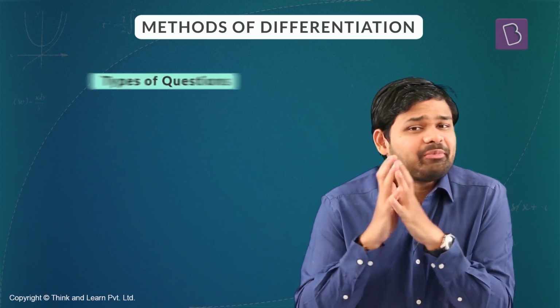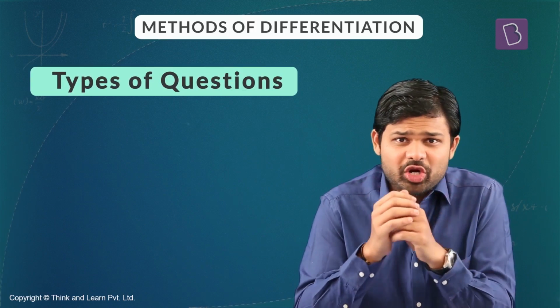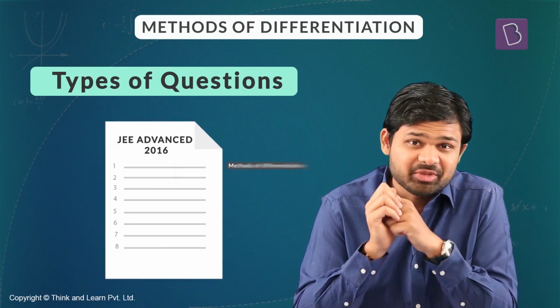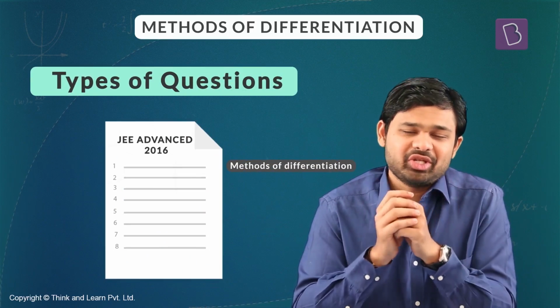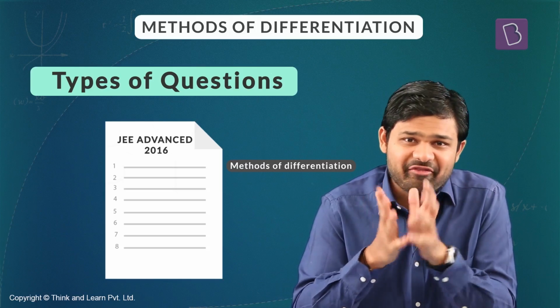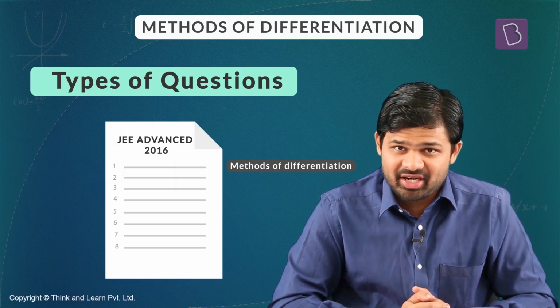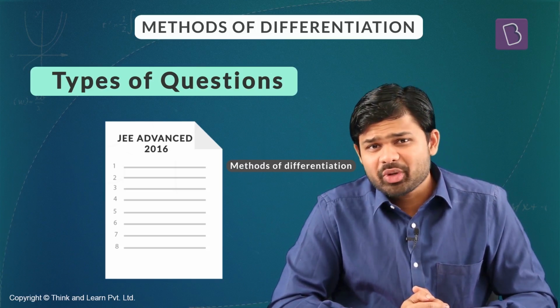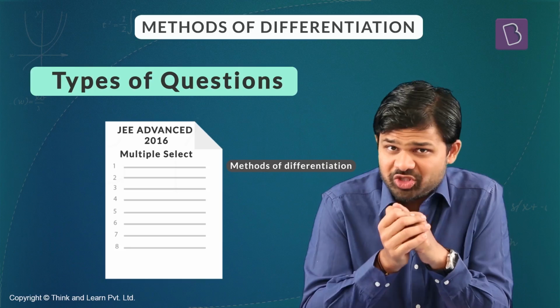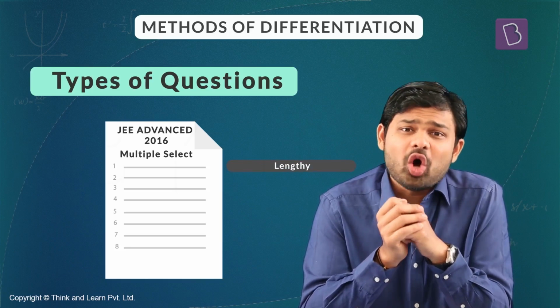So what about the types of questions which come from here? Well, I've told you in 2016 one question came from this chapter. It was a very simple question. They had defined two functions f and g, and then they had asked us to do a little bit of manipulation with the derivatives. But what about the type of question? It was a multiple correct answer kind of question, and it was a very long question.